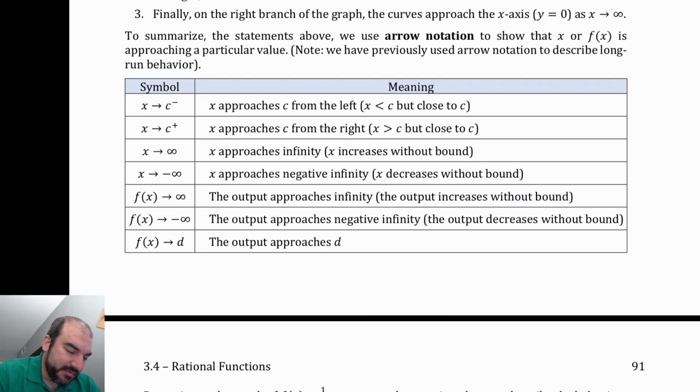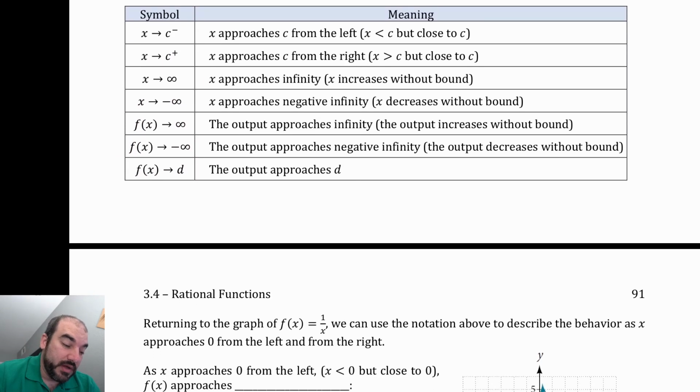And then the rest of this we have already seen before with end behavior. When we talk about x going to infinity, that means we're going right forever on the graph. If x is going to negative infinity, we're looking at the left end behavior of the graph. And then these are what the y values are doing as you approach infinity or negative infinity with the x values.